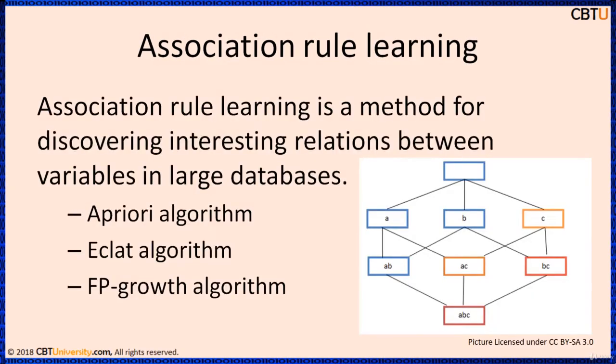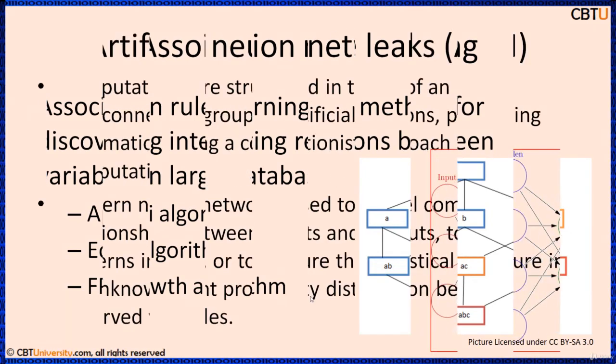Association rule learning is a method for discovering interesting relations between variables in large datasets. This finds application in web usage mining, intrusion detection, manufacturing, supply chain, bioinformatics, and many others. Some of the techniques used in association rule learning are the Apriori algorithm, Eclat algorithm, and FP-growth algorithm.